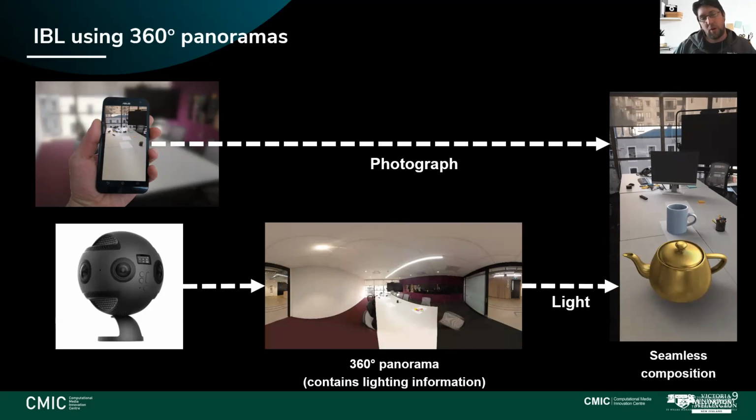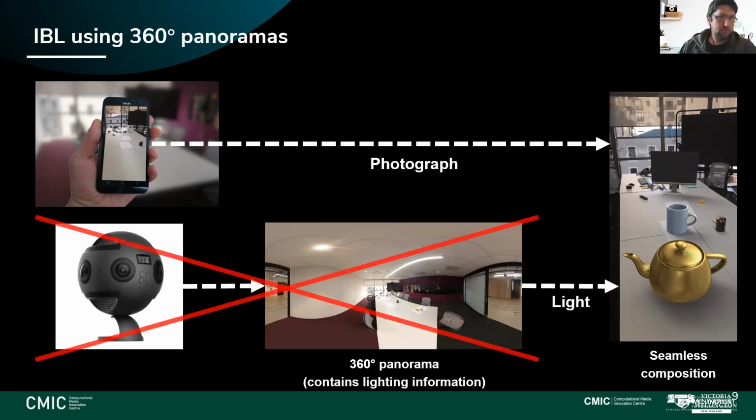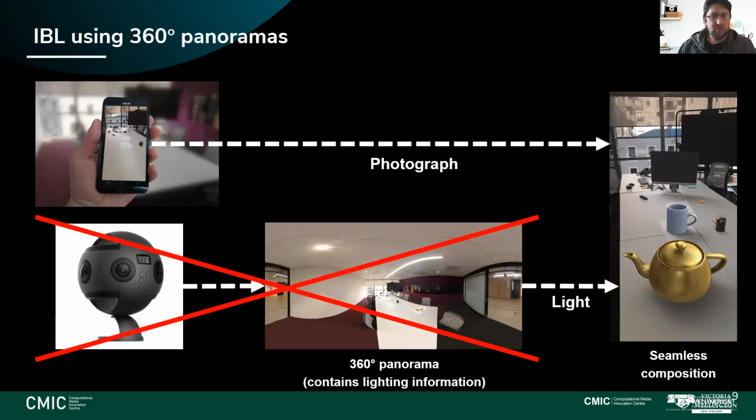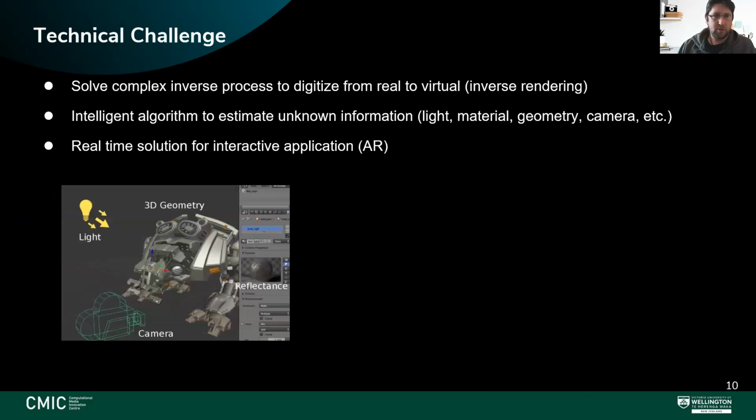In our talk, we're going to be looking at the problem where the 360 camera wasn't available. So if this was not there, how could we achieve high quality, high fidelity lighting? This leads to the technical challenge of our talk, which is about inverse lighting.